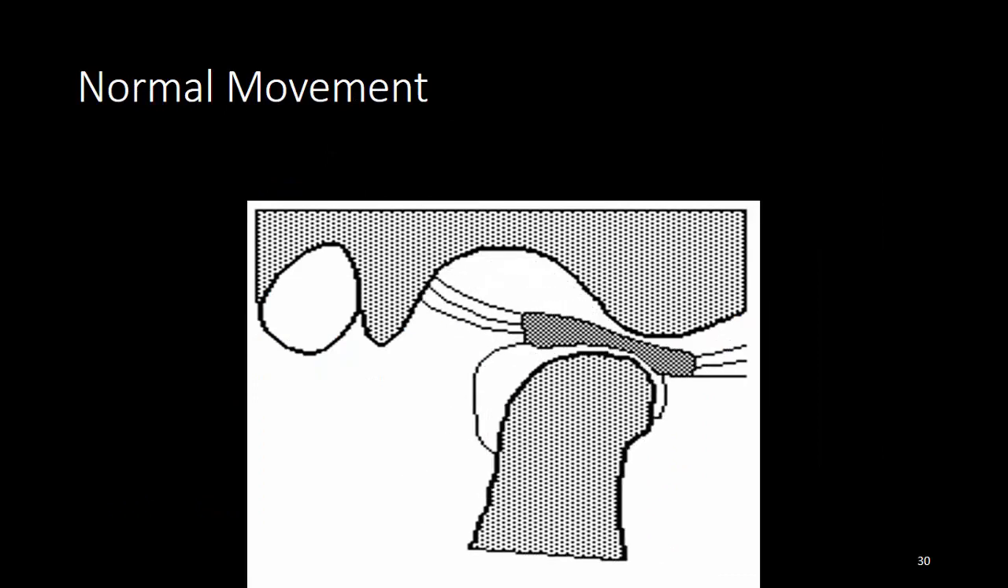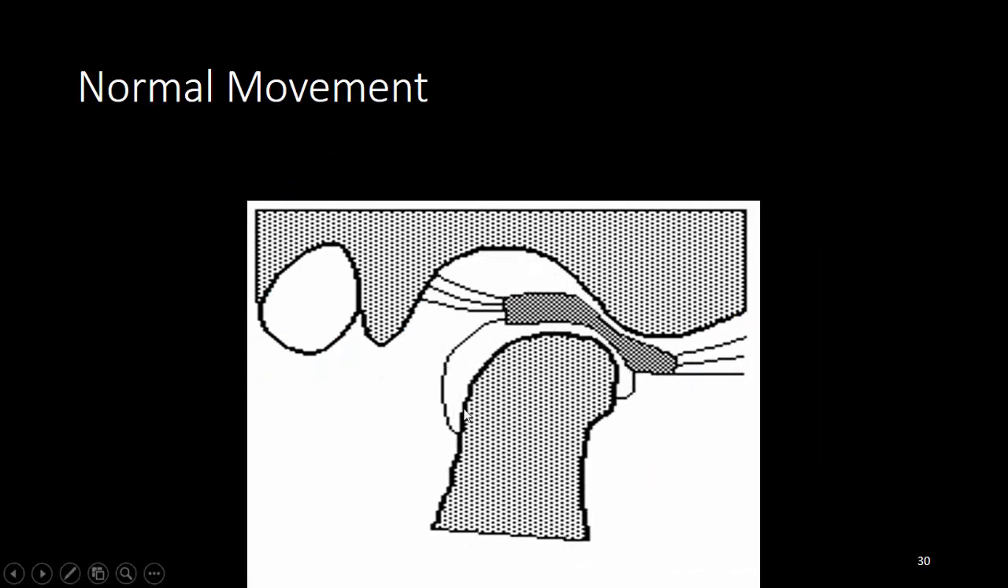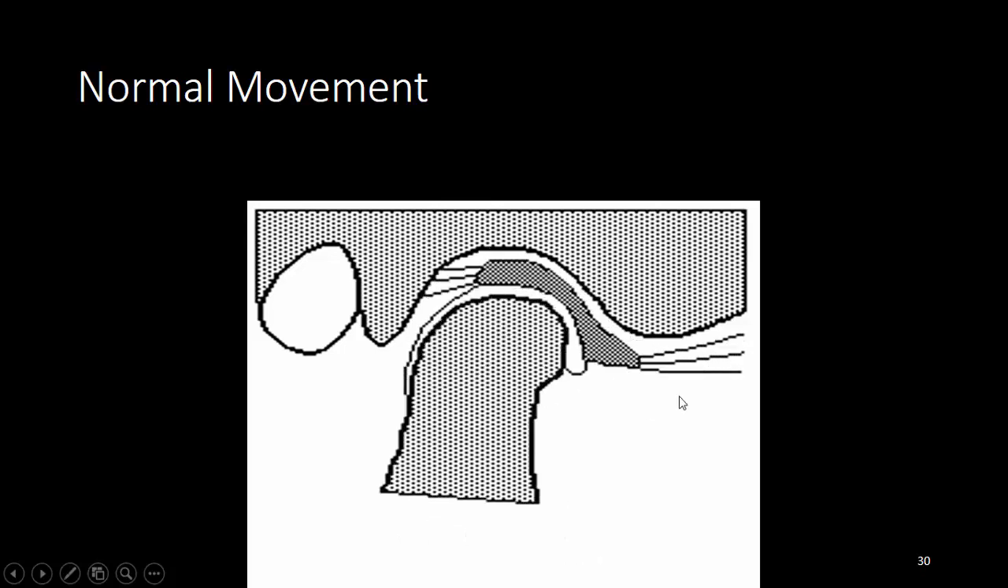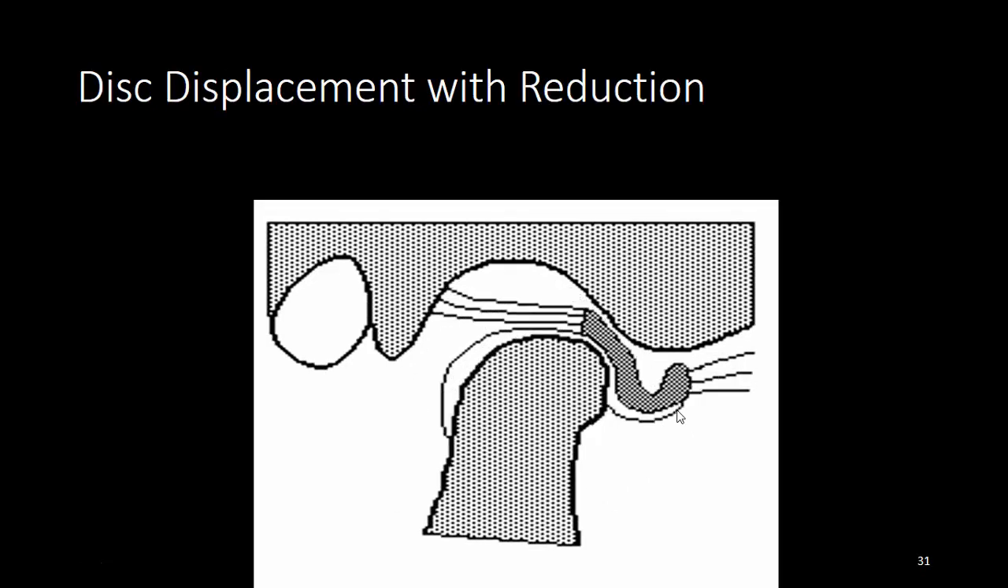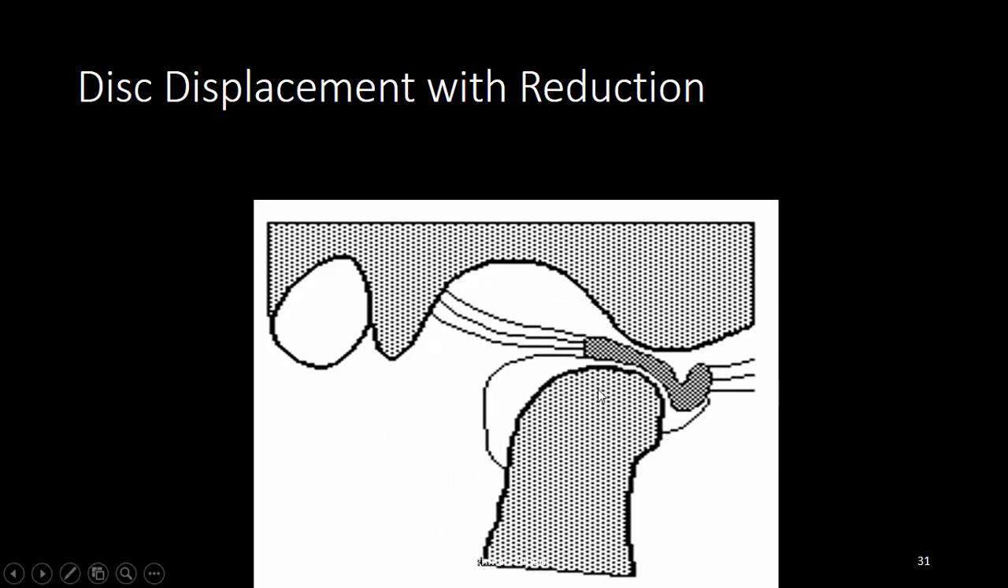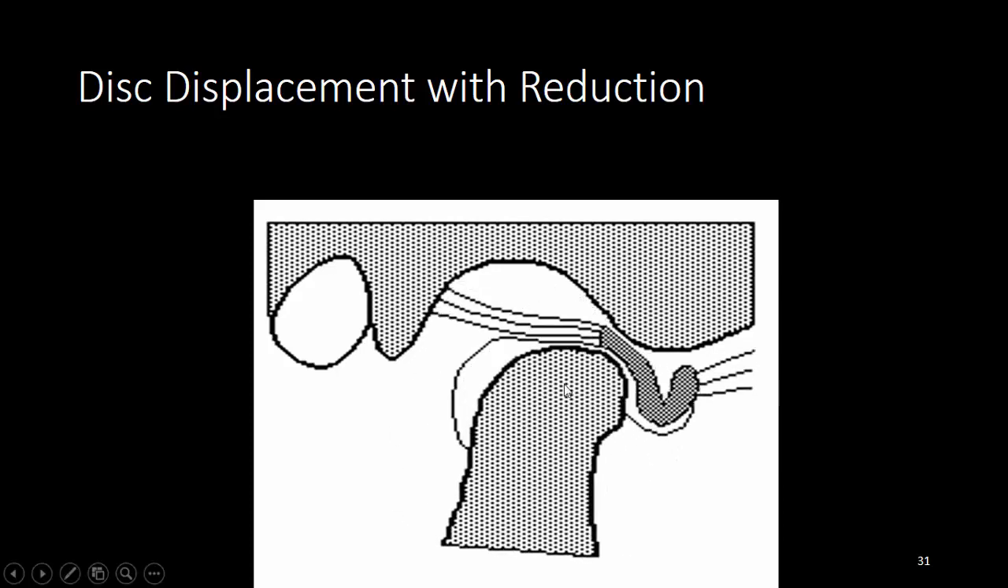So over here we can see this is the normal movement, the hinge movement as well as the translational movement occurring in a normal joint. Over here, disc displacement with reduction. The movement is not coordinated, and that is why clicking sounds occur.